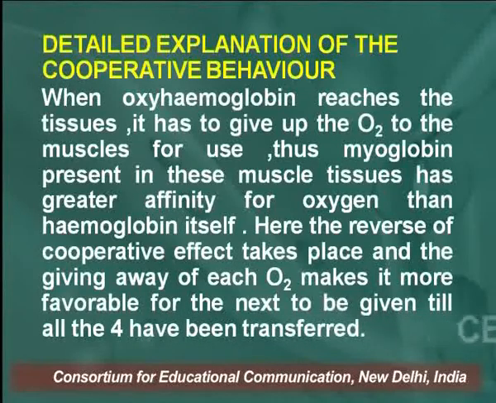Now this is to be kept in mind that hemoglobin is a tetramer, whereas myoglobin is a monomer. So one molecule of hemoglobin releases 4 molecules of oxygen, wherein 3 molecules of oxygen are utilized by the tissues for the day-to-day action, and 1 molecule of oxygen is stored in the tissues for future use.